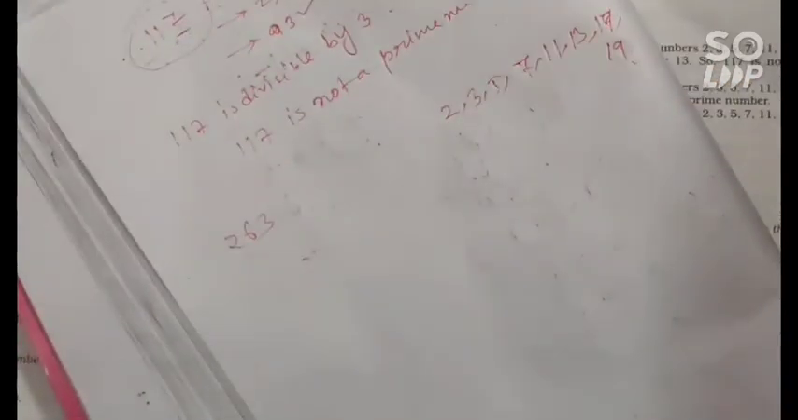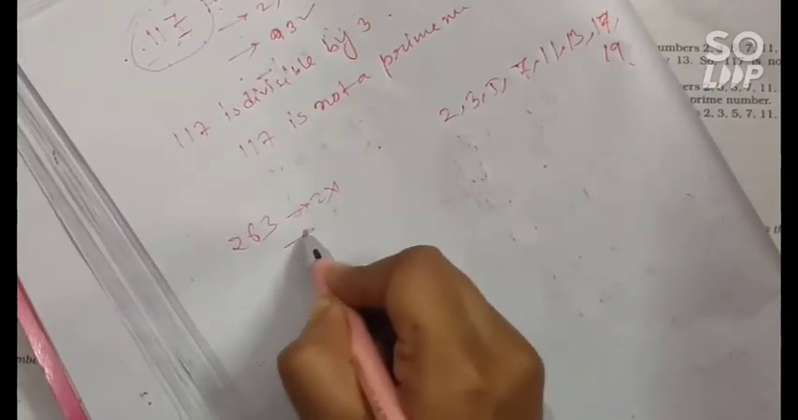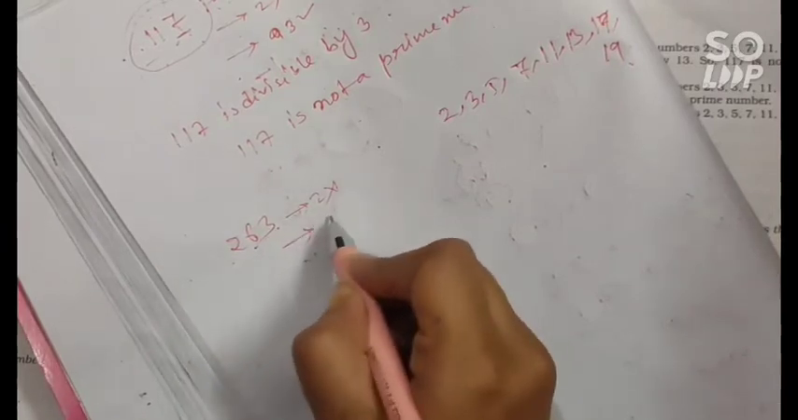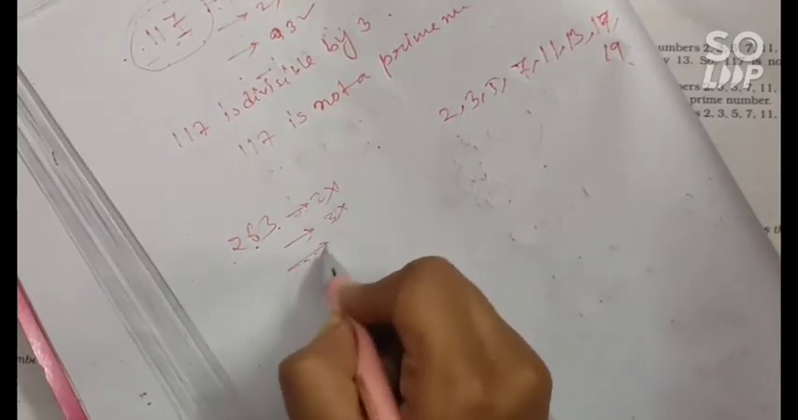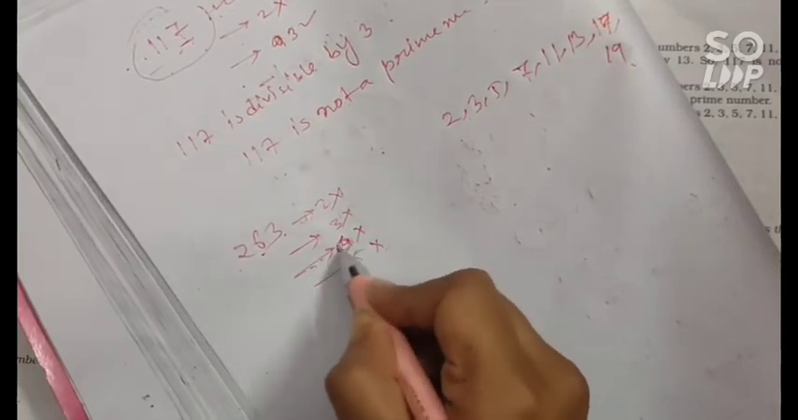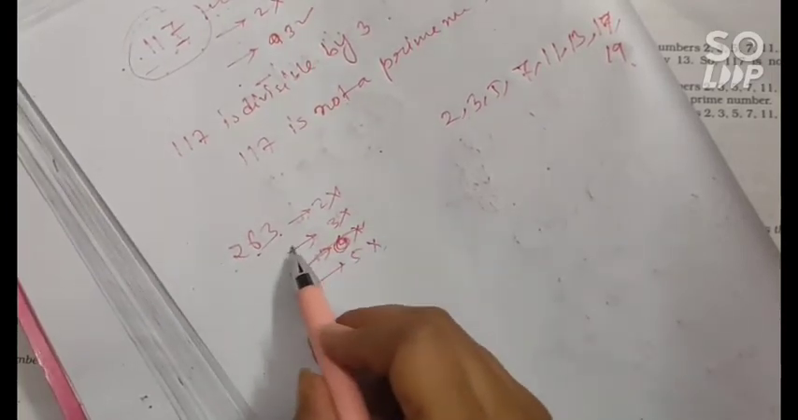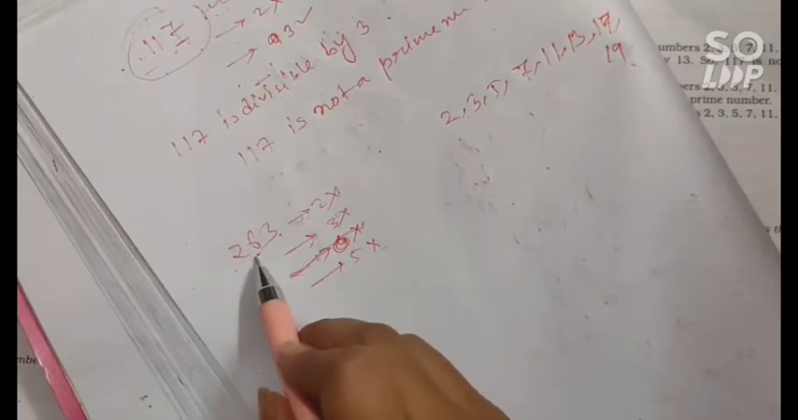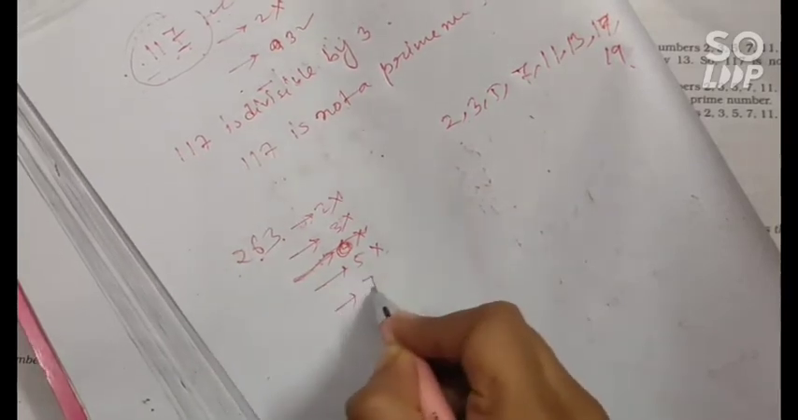So this number is not divisible by 2. 2 plus 6 is 8, 8 plus 3 is 11, so this number is also not divisible by 3. It is not divisible by 5. And this is also not divisible by 7: 7 threes are 21, so it is not divisible by 7.